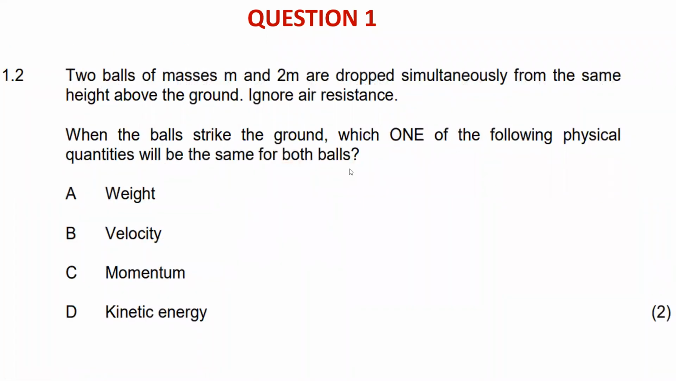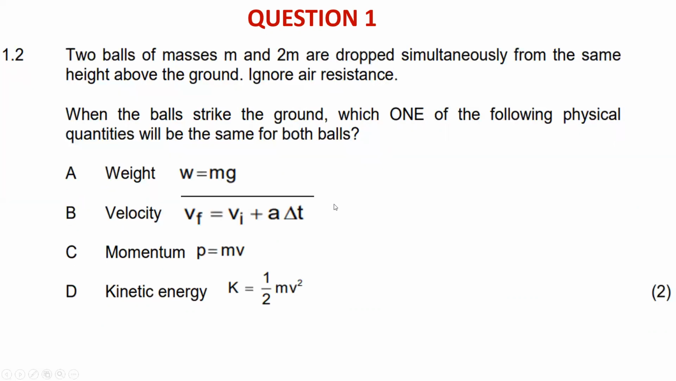Now you have 2 balls with mass m and 2m dropped from the same height. And then when they strike the ground, which one of the following physical quantities will be the same? So we are looking for which quantity is the same for these 2 balls. All right, let's explain first.